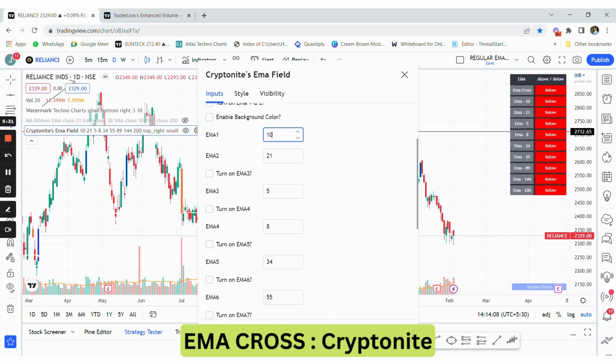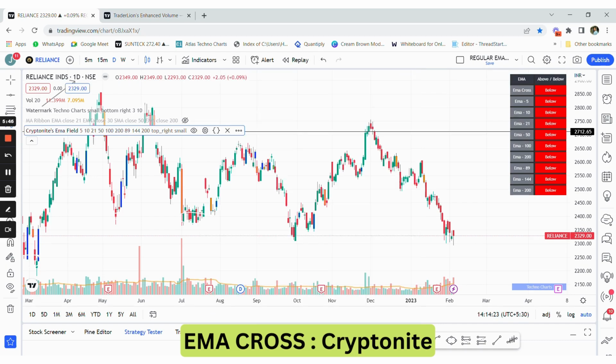You can write the name of the moving averages like 5, 10, let's say 21, and 50 EMA, 100 EMA, and 200 EMA. Right? So once you have added these EMAs, you can see on the right hand side the positions of those EMA. So whenever we see the current chart of Reliance Industries, we can see that the price of Reliance Industries is currently below the 5 EMA, below 10 EMA, below 21 EMA, below 50 EMA.